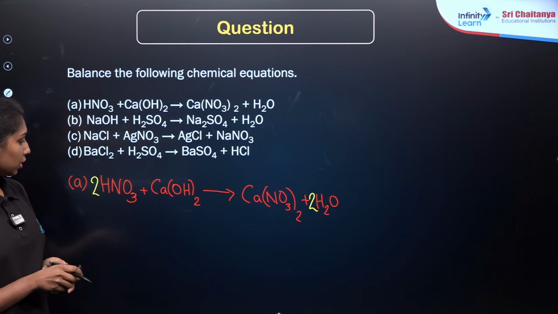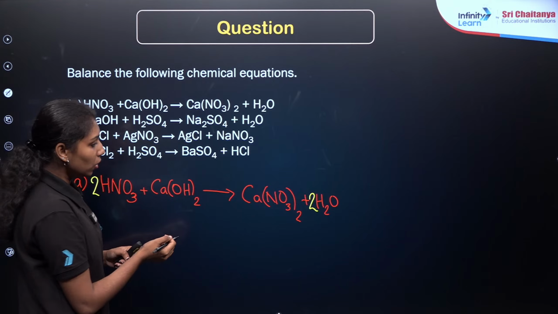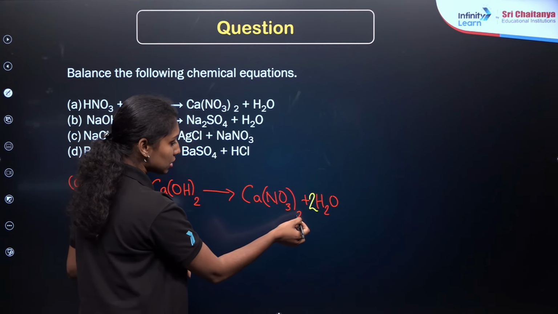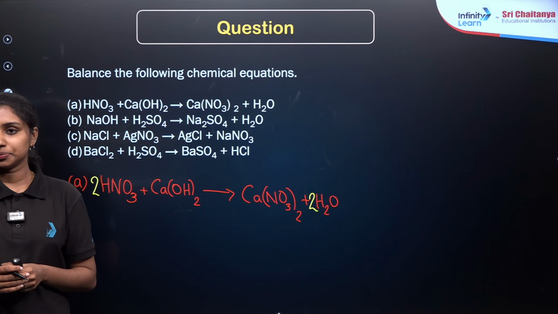What about the case of oxygen? 2 into 3 is 6, right? 6 plus 2 is 8 over here. So here again 2 oxygen is present and 3 into 2 is 6 oxygen is present. So total 8 oxygen is balanced. Is there any doubt?